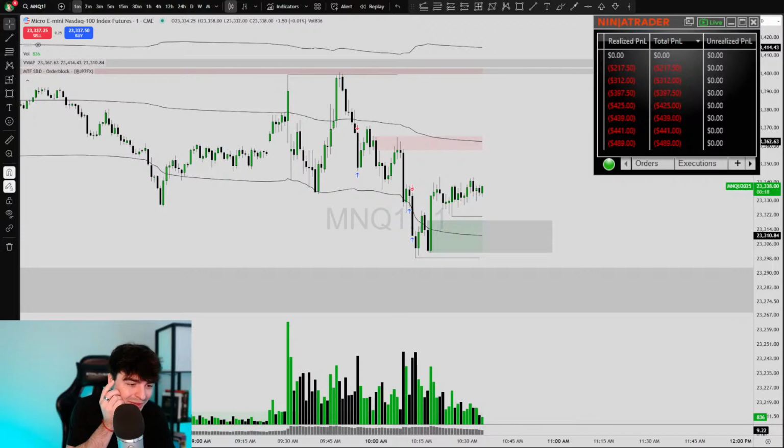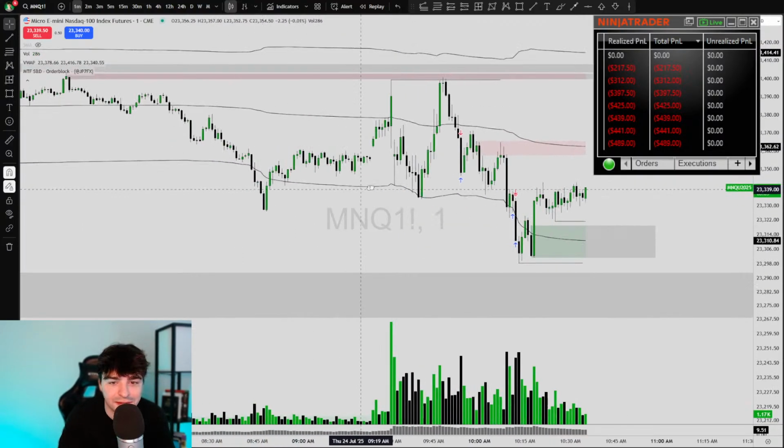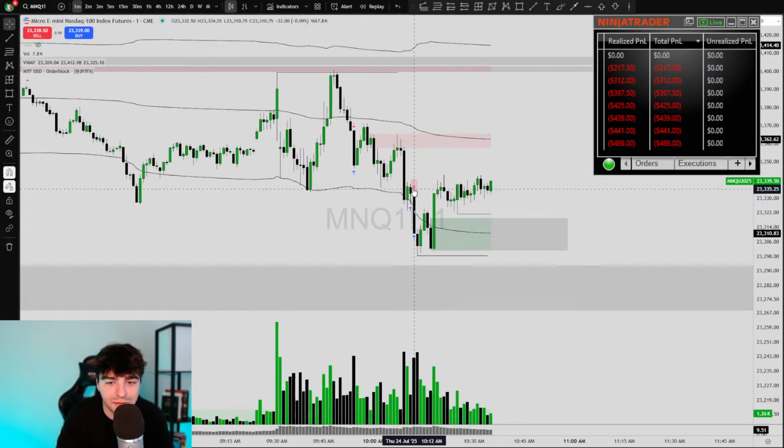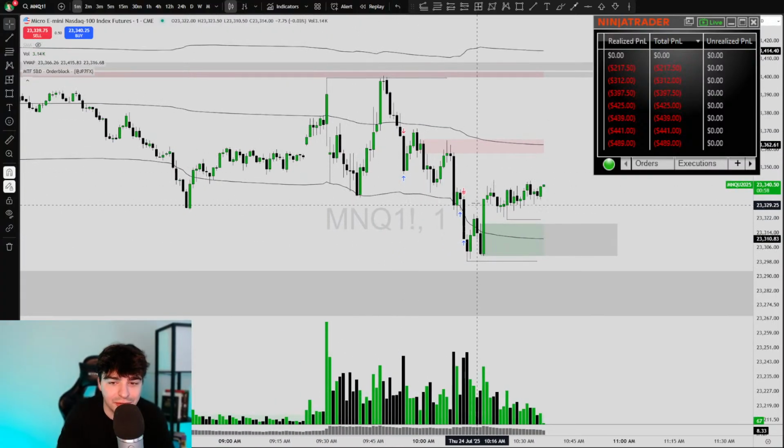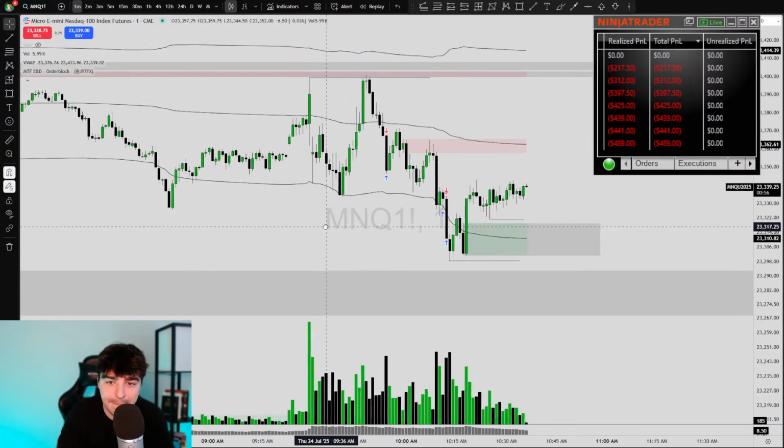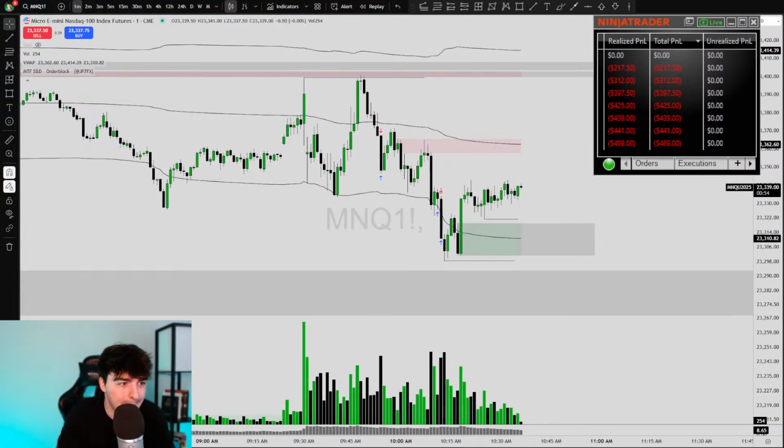Yeah, I don't know why people think I'm hiding executions. My executions are right here. Sometimes I'll take it off because I just don't like the way it looks. I don't like these fat arrows on my chart. But at the end of the day, I show all of my executions.